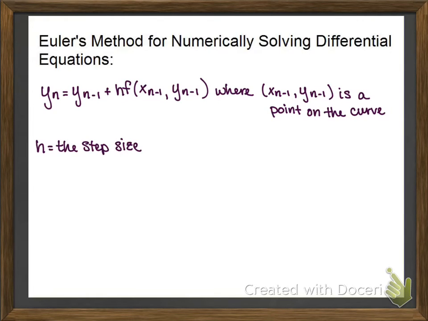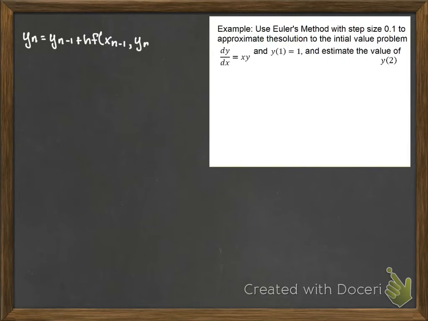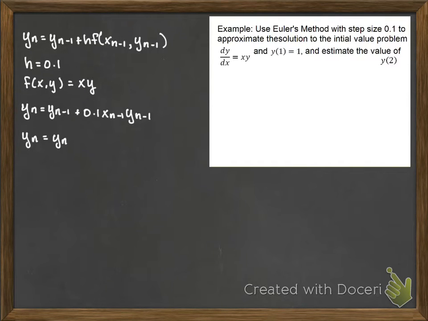You don't need to memorize this whole thing, but there are things you have to memorize because you have to use your calculator. So h is the step size, they will give that to you. And f of x_n, y_n equals y_n minus y_(n-1) over h. So here our step size is 0.5. Our differential equation is xy.